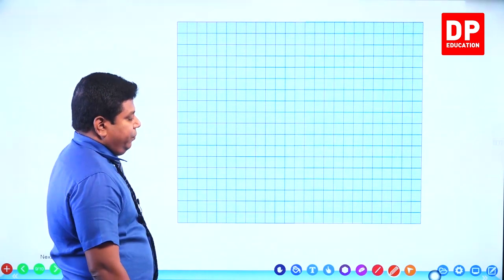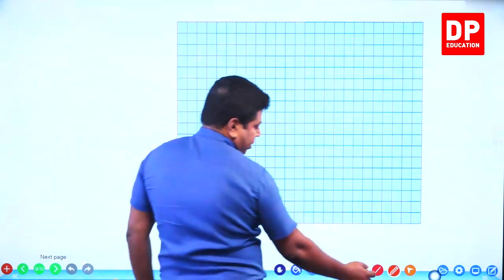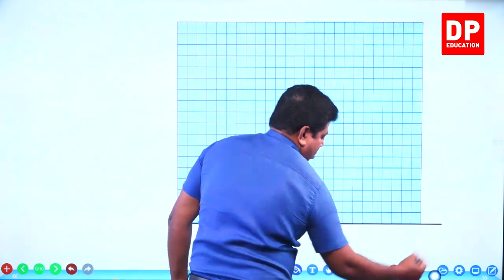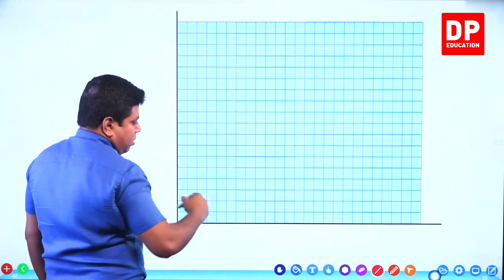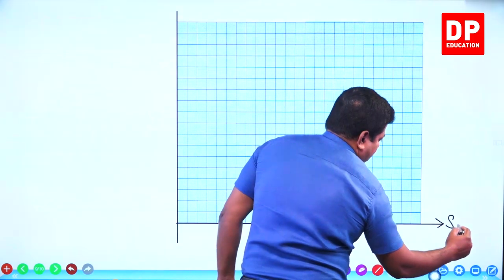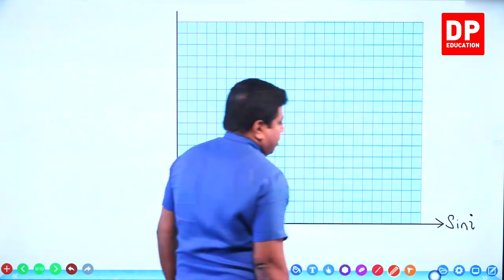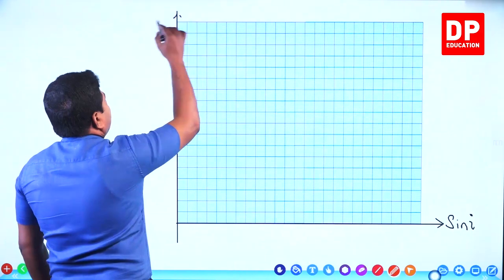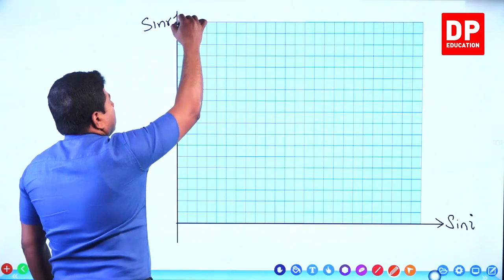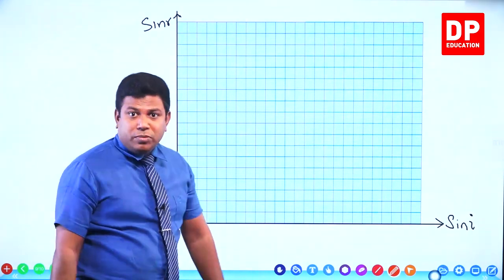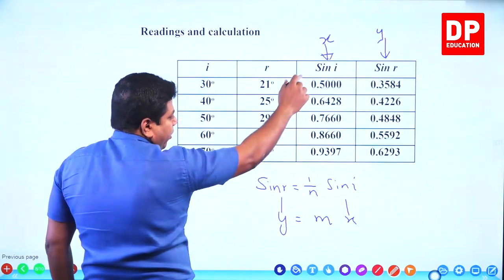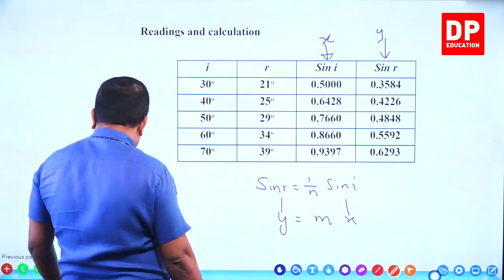So we have the axis here. We have the graph sheet. Let's mark the x-axis and y-axis. This is where I'm going to mark sin I. This is where I'll take sin R. Sin I and sin R. Let's mark some points now. First one, we have to get the scales. 0.5 to 0.9 we have.